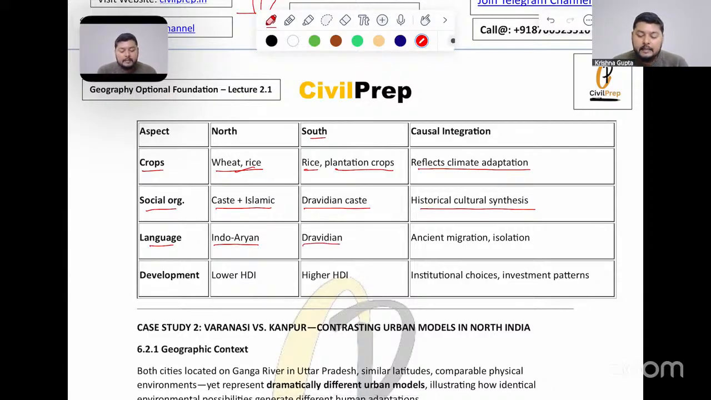languages, which is the result of ancient migration and isolation of various people that resulted in the development of such linguistic diversity. When we talk about development, there is a lower human development index in North India and a higher human development index in southern India. Institutional choices and investment patterns have resulted in such consistencies there.